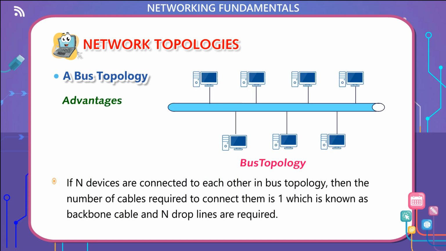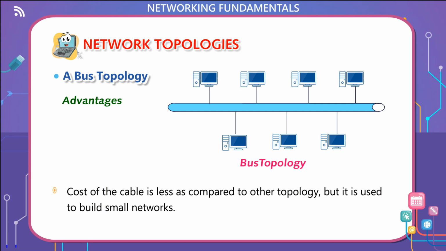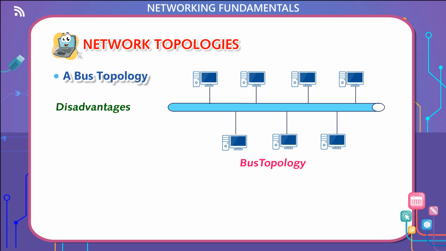Advantages. If n devices are connected to each other in bus topology, then the number of cables required to connect them is 1, which is known as backbone cable, and n drop lines are required. Cost of the cable is less as compared to other topology, but it is used to build small networks.